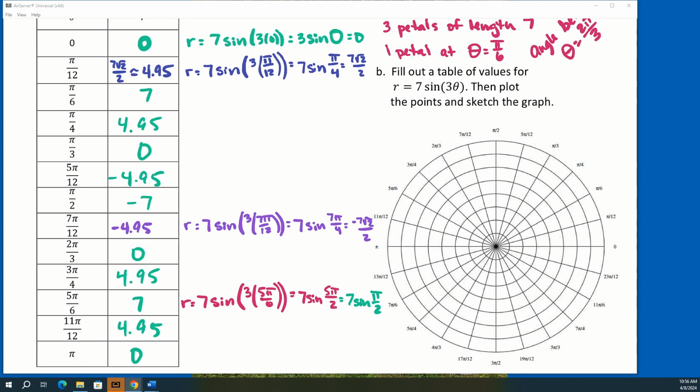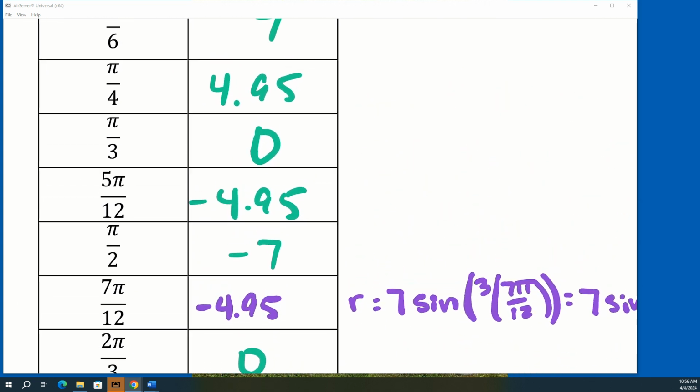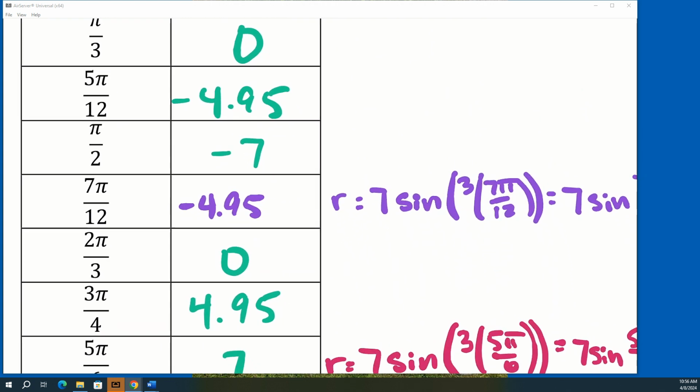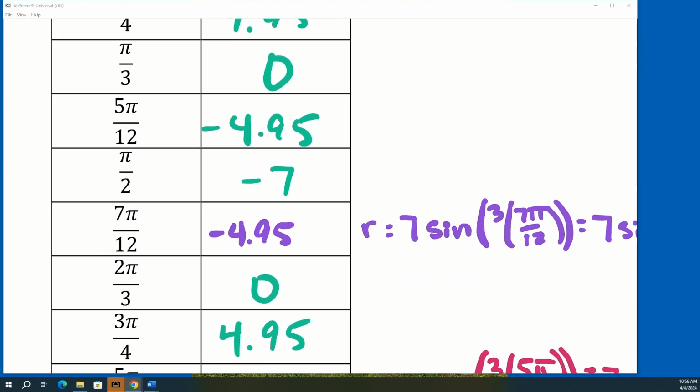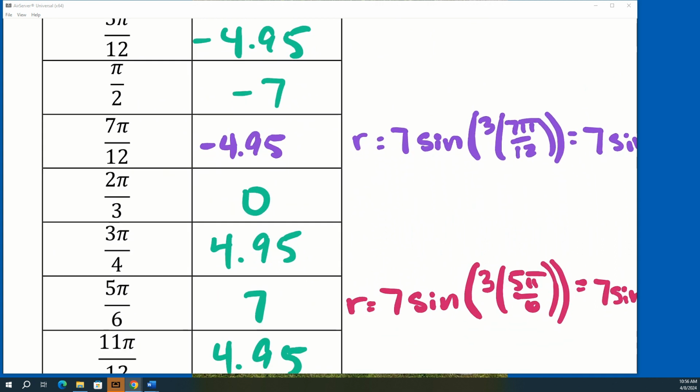What's wrong? You okay? Which one? What was the original one? What was the original theta? 3 pi over 4?